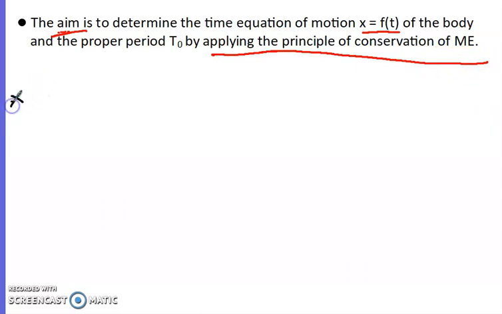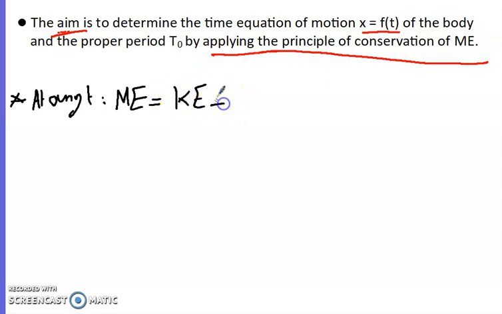Step 1. At any t, the mechanical energy of the system, which is the spring, pendulum here, earth, is kinetic energy plus gravitational potential energy plus elastic potential energy.